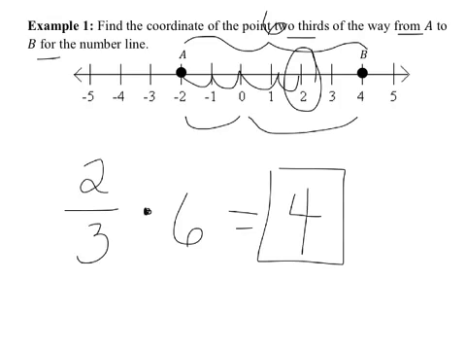Again, we're looking for a coordinate 2/3 of the way from point A to point B, which means start at point A and count over 2/3 of the way there, which happens to be 4 units. So our answer for this problem is the coordinate listed at 2.